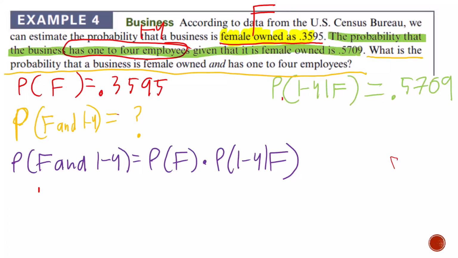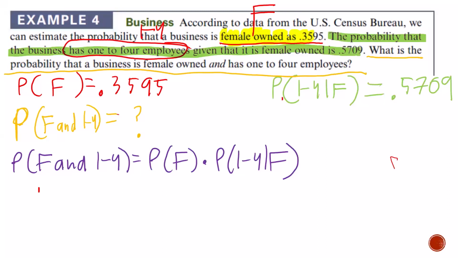This is roughly 36%, right? And this is roughly 57%. So if I'm saying what percentage of businesses are female owned and have 1 to 4 employees, I would say, well, I know roughly 36% are female owned. And of that 36%, 57% of them have 1 to 4 employees, right?